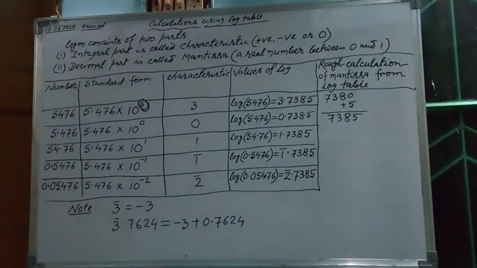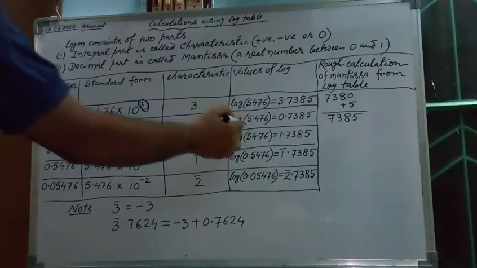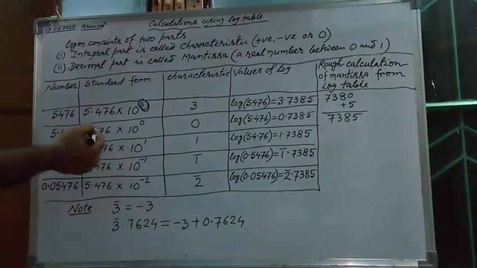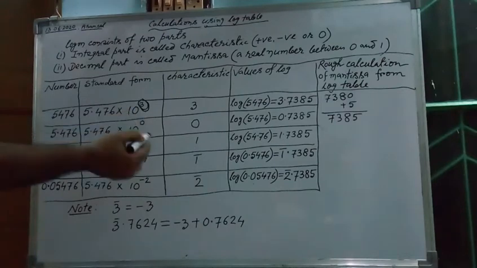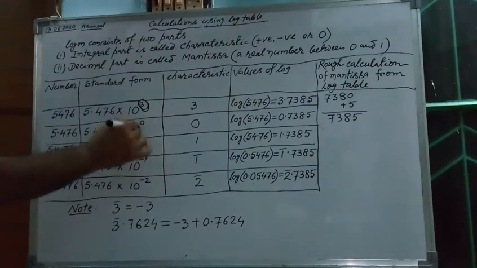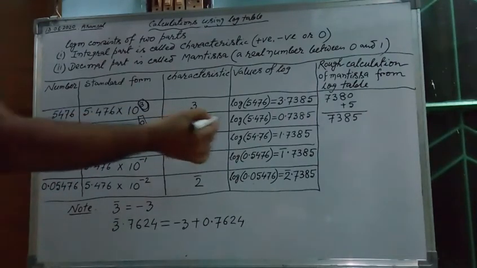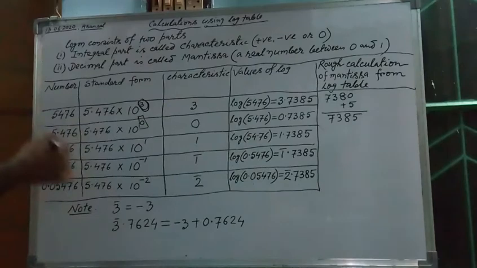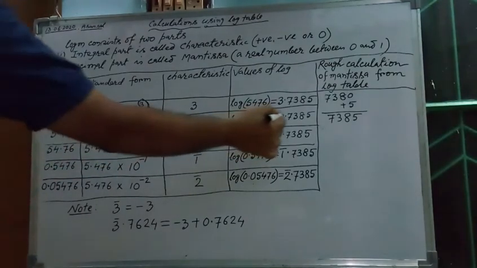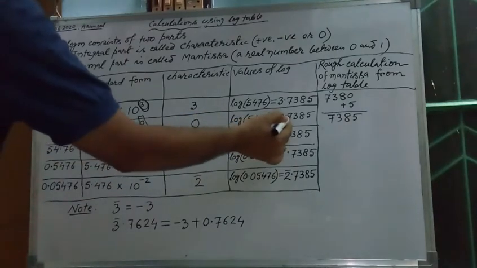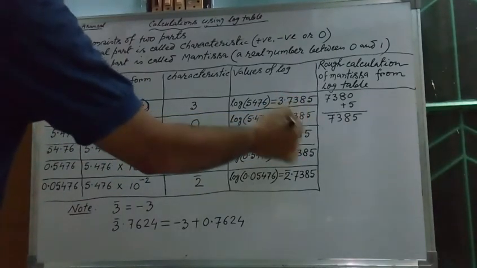In the same way, suppose the number is 5.476. We have to find the log of 5.476. Write it in the standard form: 5.476 into 10 to the power 0. So in the power there is 0, so the characteristic is 0. So log 5.476 is equal to 0.7385. The characteristic is 0.